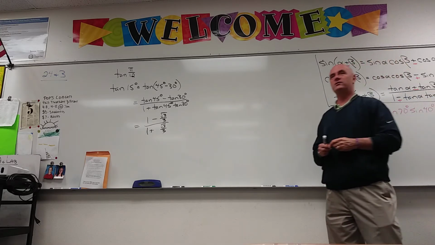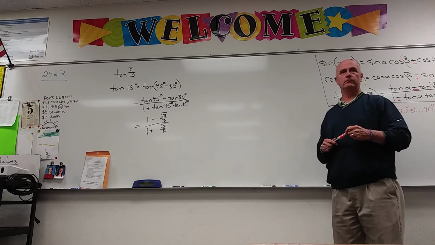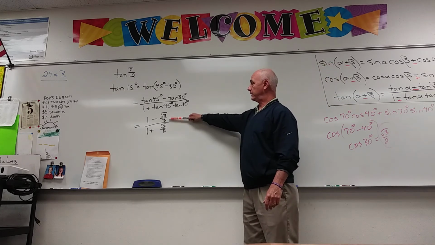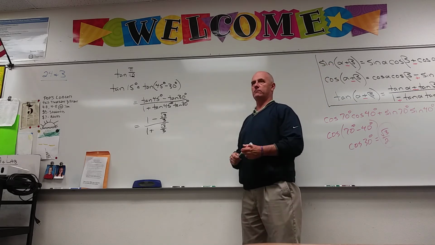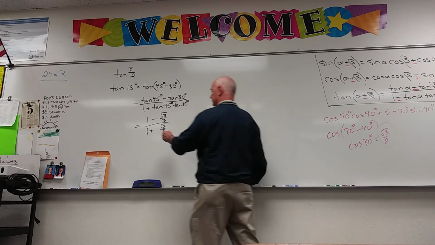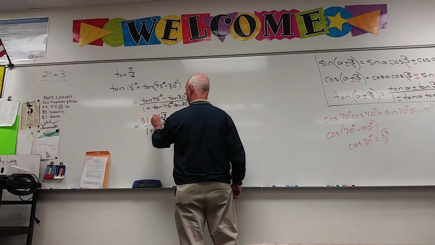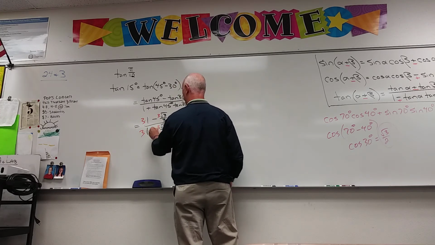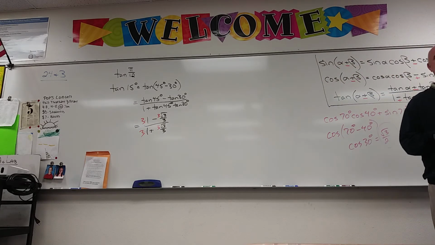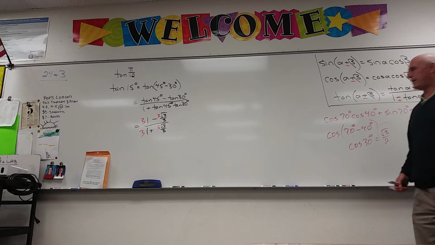So what is the LCD here? 3. There are two fractions, right? And the LCD of those two fractions is 3. So let's multiply everything by 3, which basically means we're multiplying the top and the bottom by 3. And multiplying the top and the bottom by 3 is okay, right? So, what happens when we do that?